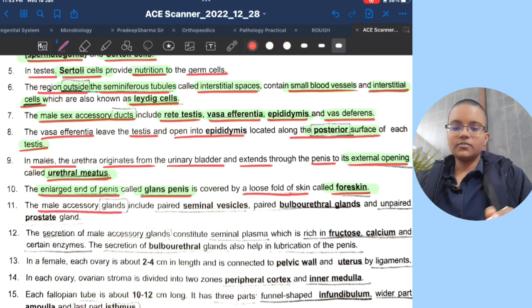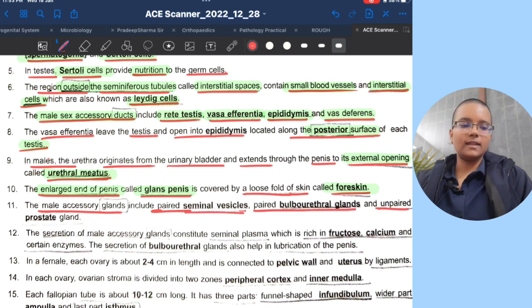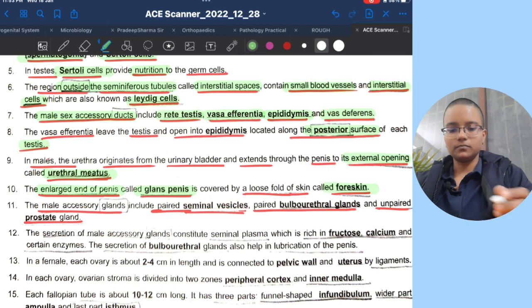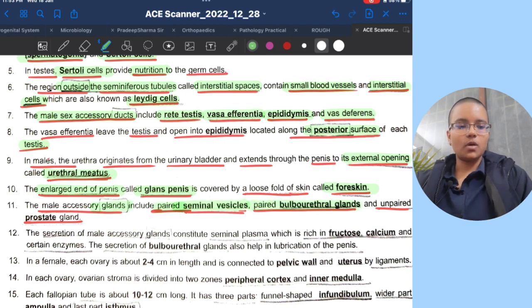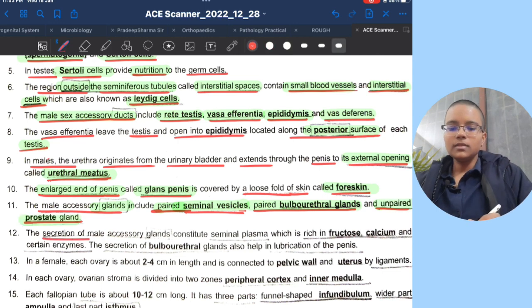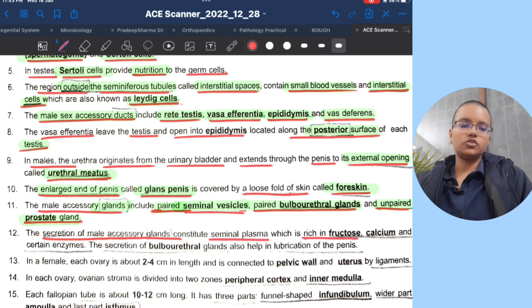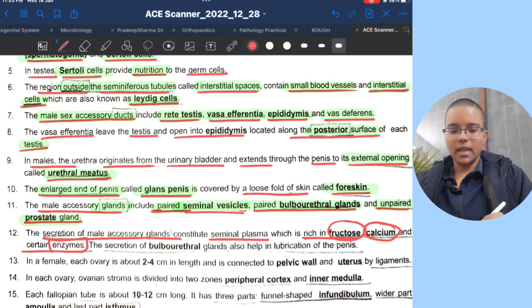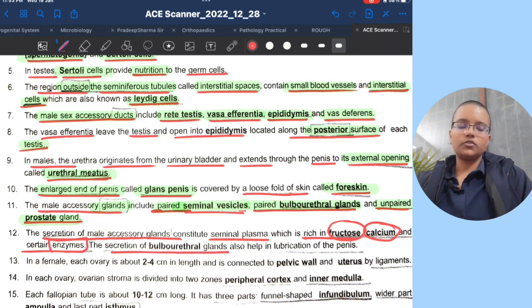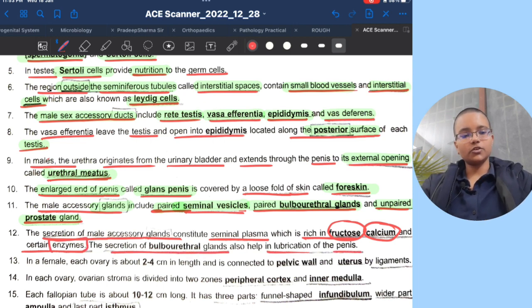The male accessory glands include paired seminal vesicles, paired bulbourethral glands and unpaired prostate gland. The secretions of male accessory glands constitute seminal plasma, which is rich in fructose, calcium and certain enzymes. The secretion of bulbourethral glands also helps in lubrication of the penis.